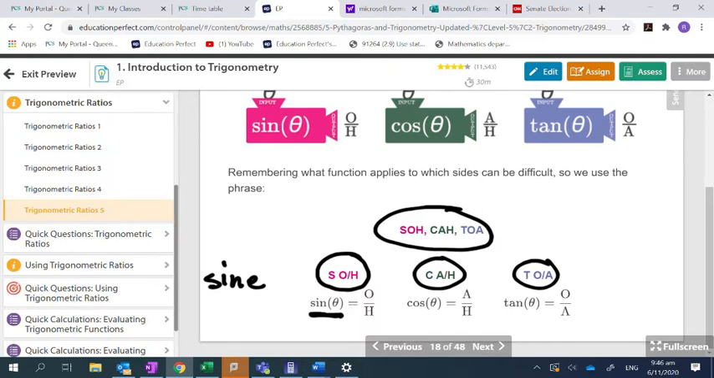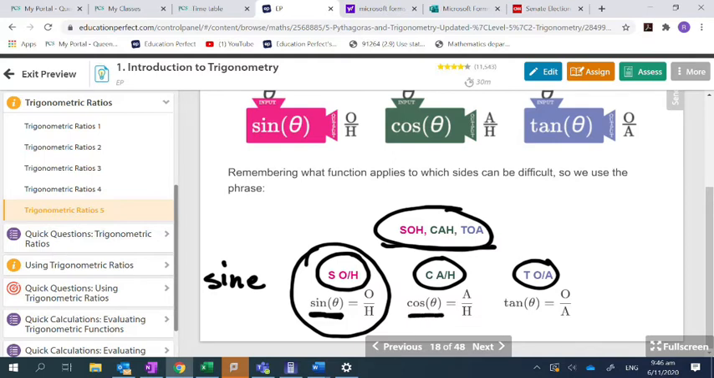So this is the sine, and sine means you put the opposite over the hypotenuse. You should write this whole thing down. Write down SOHCAHTOA. The sine is simply the opposite over the hypotenuse.